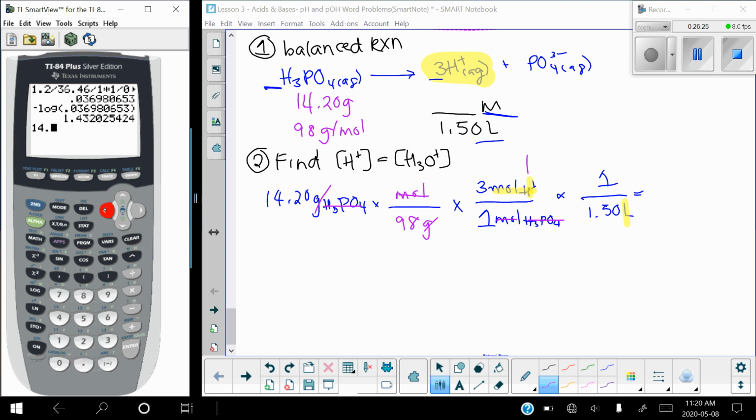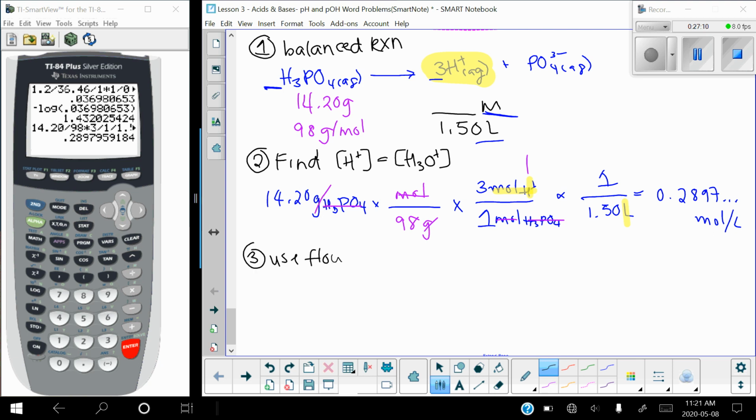14.0, not 02, 0.20, I make that mistake sometimes, divided by 98 times 3 divided by 1 divided by 1.50, enter. And I get a molar concentration of 0.2897... moles per liter.